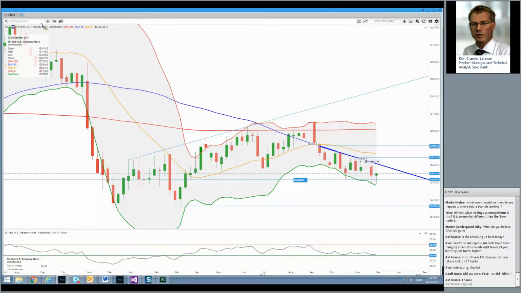Right. Since we are with commodities, let's look at a few of the commodities, and then we can round off with some of the major FX pairs.